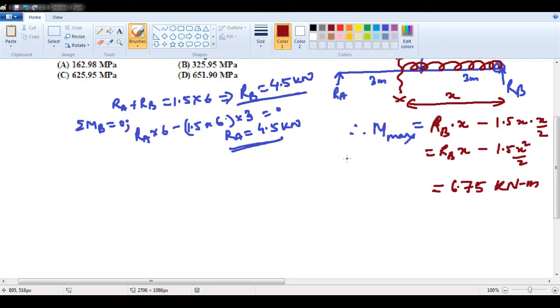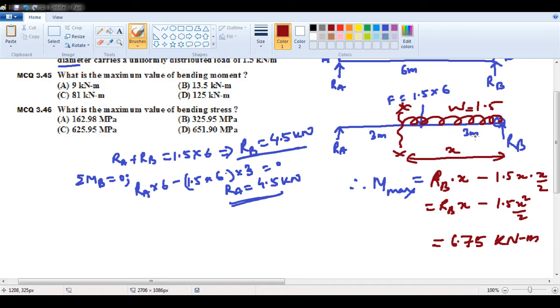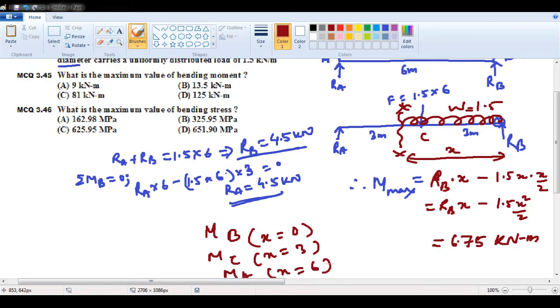So when we solve this particular problem, what we do is, we have to take this maximum value. So throughout the beam, what is the value of x at B? Moment at B, at x equal to 0; moment at C, at x equal to 3; and moment at A, x equal to 6. So by using this, we will come across 0.